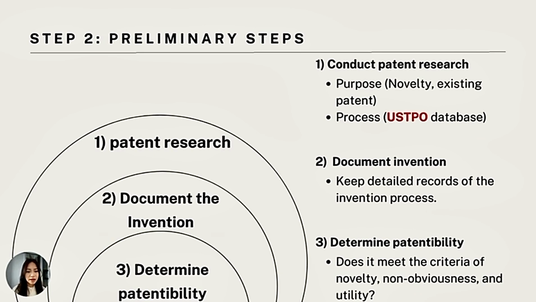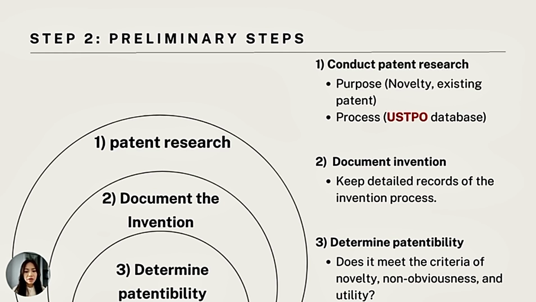Then you have to see the preliminary steps. This is before actually applying for patents. So you have to conduct patent research to see whether there are other backpacks that exist with similar solar panels or similar technologies. You can do this by looking it up on the USPTO database, or you can verify the novelty of the invention through checking similar consumer products and their patent details.